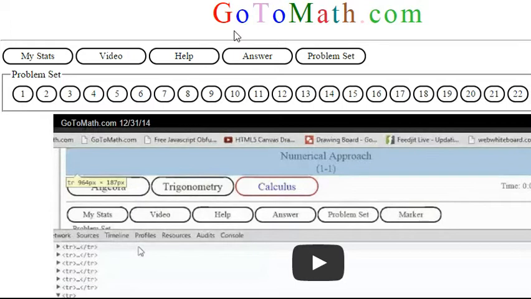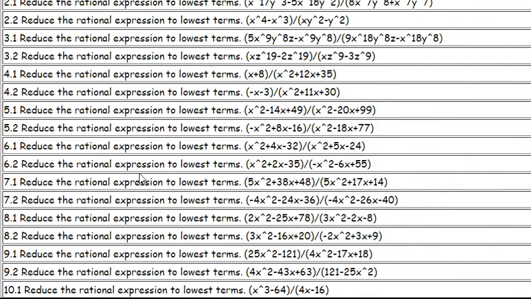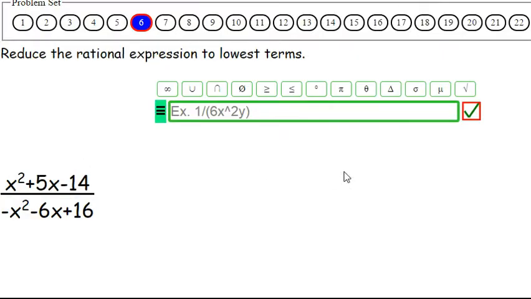Click on the algebra. Let's go down to reducing rational expressions, and we're looking at 6.2. So let me spend a second here and write this down, and hopefully you're doing the same thing.